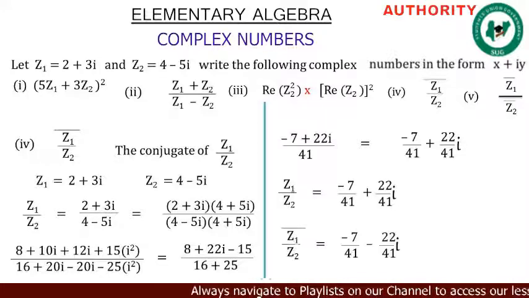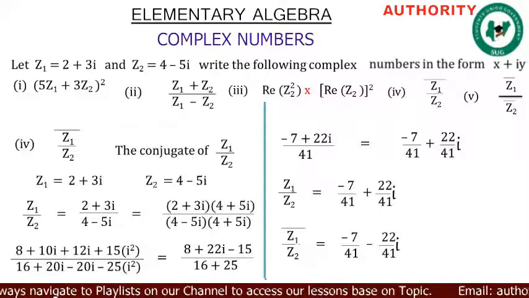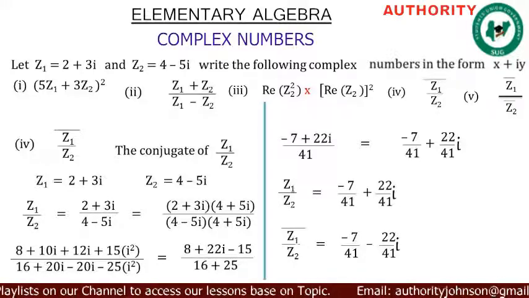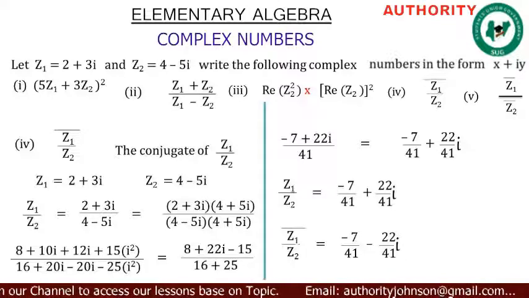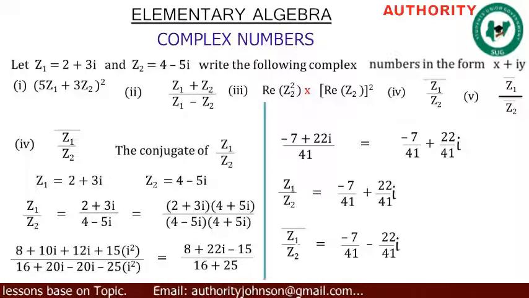So to take the conjugate of it, the conjugate of z1 all over z2 is equal to minus 7 all over 41 minus 22 all over 41i. The one we solved, z1 all over z2, is minus 7 all over 41 plus 22 all over 41i. Then the conjugate of it is going to give us minus 7 all over 41 minus 22 all over 41i. All right, good.